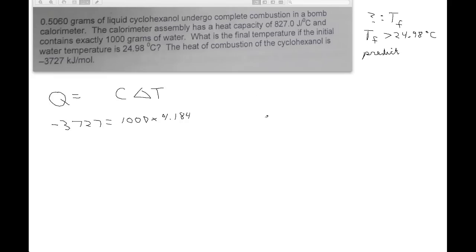So let's go back to here. What should we plug in for capital C? 827. And for delta T? T final minus 24.98. Good. And what we're finding here is Q for the calorimeter assembly.